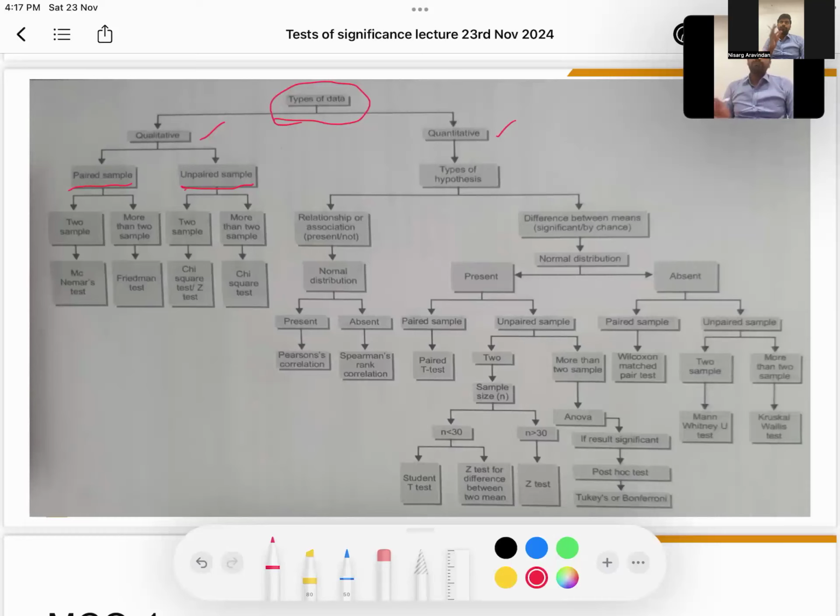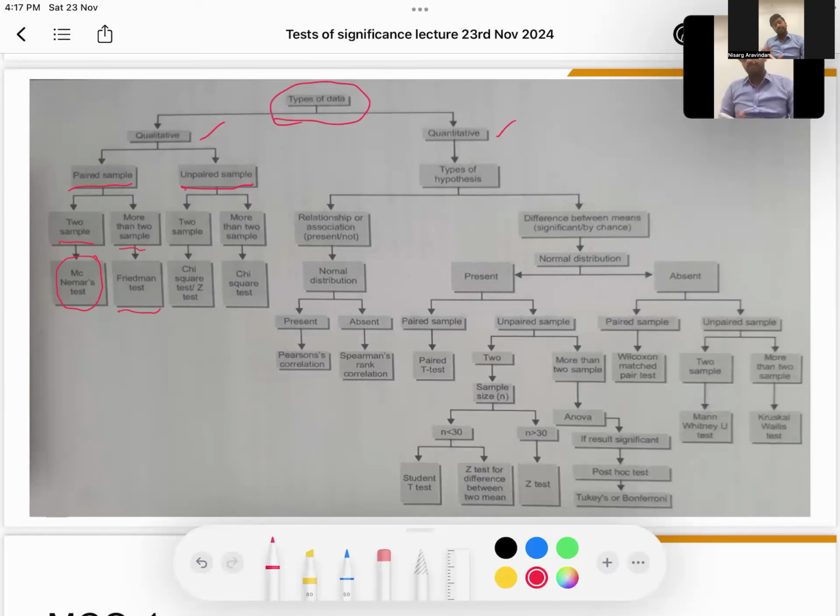So you say before the drug and after the drug, cancer, yes or no. So that's a qualitative paired sample. Now, if there are only two, it means you're only doing it before and after one time. In that case, the test would be the McNemar test. Next, if there are more than two samples, we do the Friedman test.